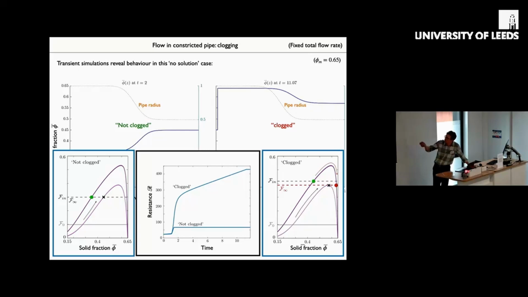Now you see the right-hand one has attained a new steady state, but with a significantly higher phi than I was originally trying to impose on it. So I tried to put in this phi, and it's actually developed a steady state with a completely different one. And you can see what's going on. On the right here, I'm just showing the flux curve for the least constricted and most constricted bit of the pipes, the purple and the purple.